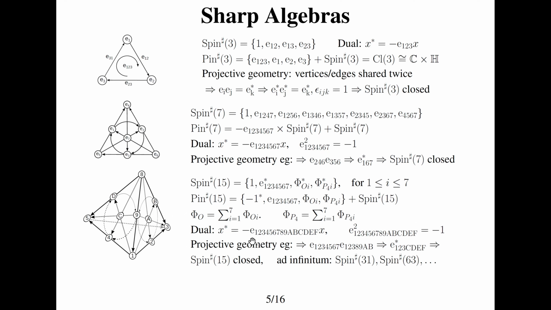And if you multiply that, plus the unit 1, by the pseudoscalar, which is a number with 15 dimensions and is imaginary, then you get the full pin group, which is another set of 7-forms plus the 15-form itself, the pseudoscalar. Cool. So that's the sharp algebras.